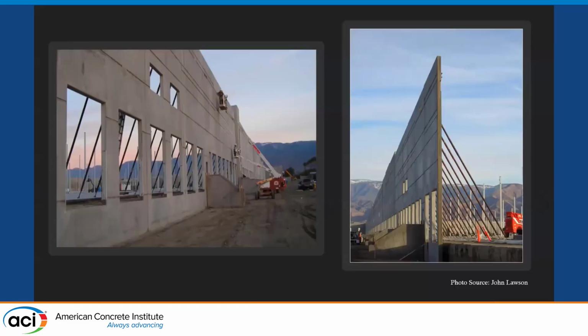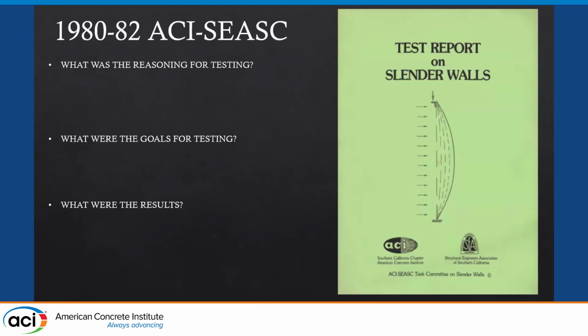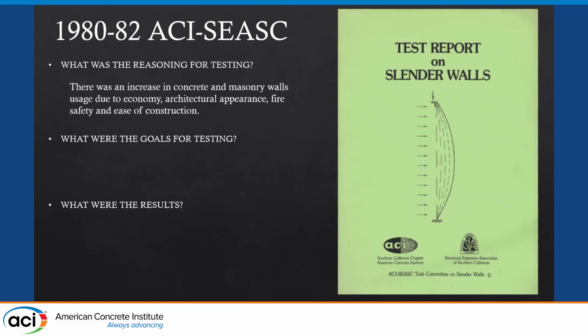Here are some photos of some tilt-up concrete slender walls, just for reference. So the testing was done from 1980 to 1982, and the reason for this is because there had been an increase in concrete masonry walls due to the economy and architectural appearance, fire safety, and ease of construction. And along with this increase, there was also a desire to make the walls slenderer to reduce cost.